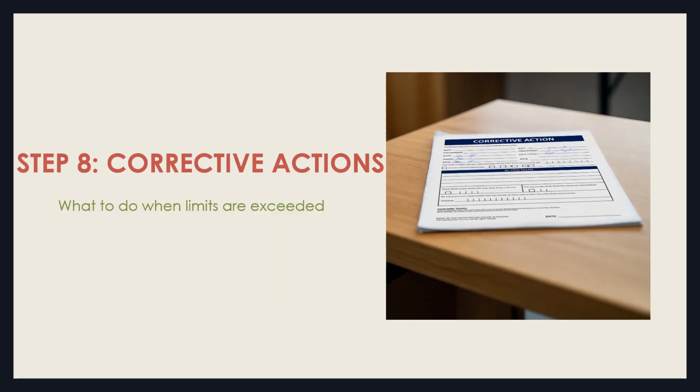Corrective actions define what to do when monitoring indicates a loss of control. This includes identifying affected product, determining its disposition, correcting the cause of the deviation, and documenting the action taken. Corrective actions should be specific and realistic, not vague statements.